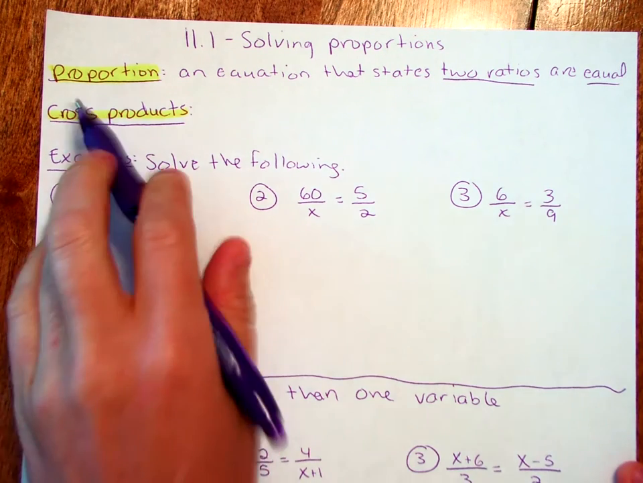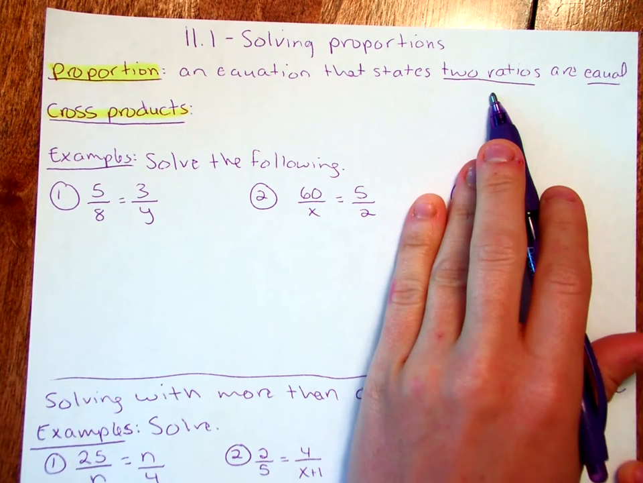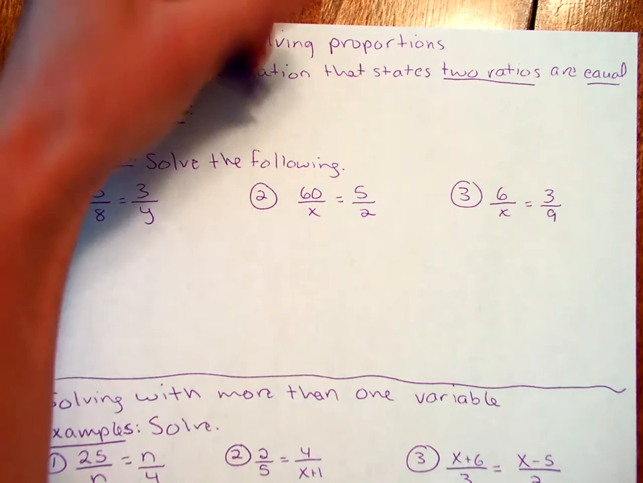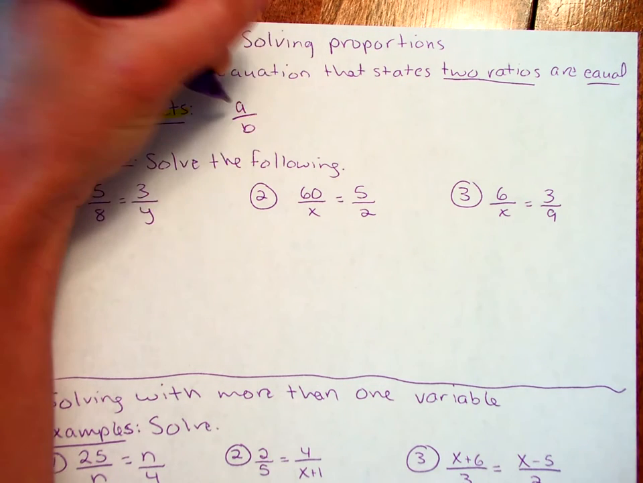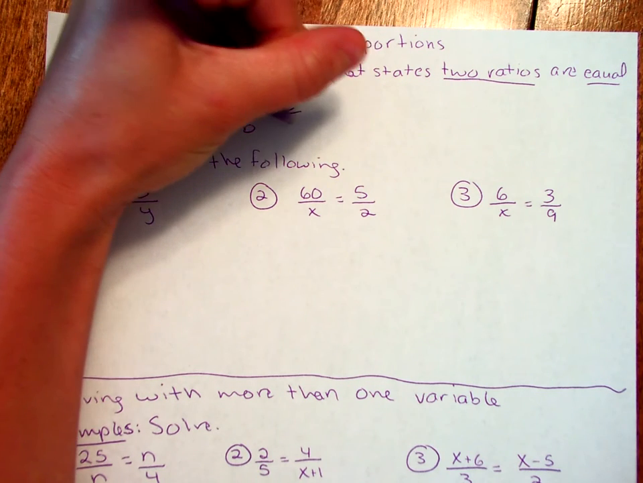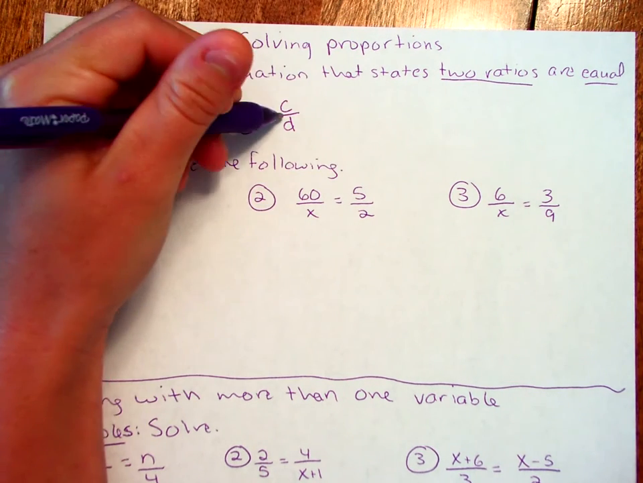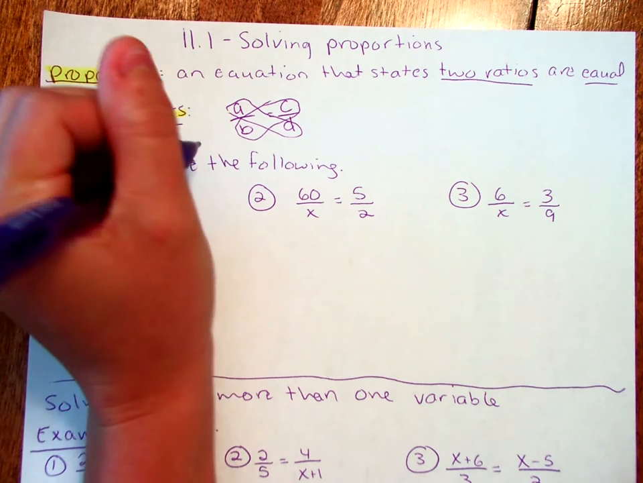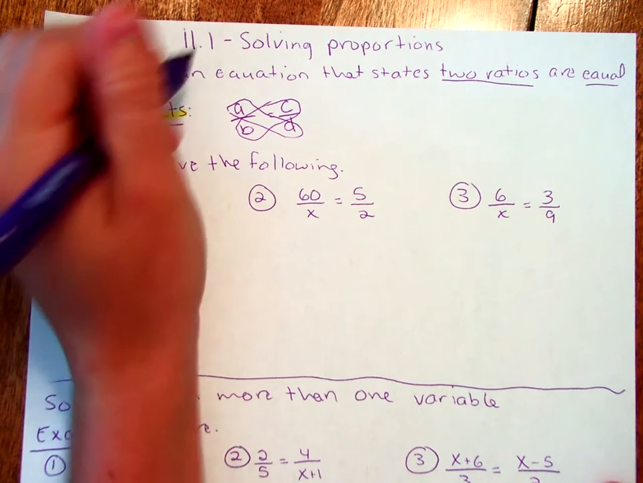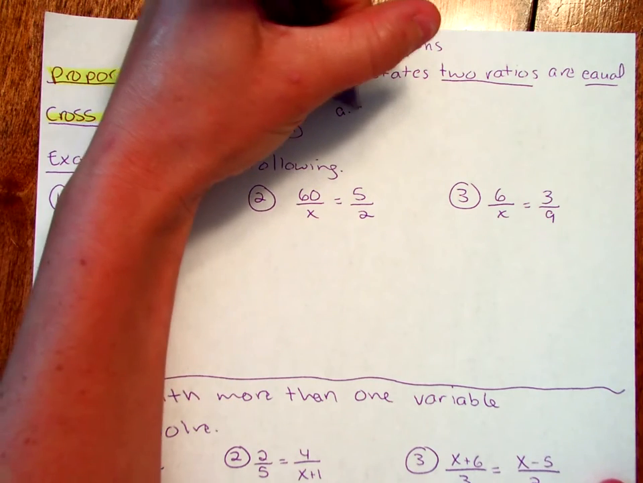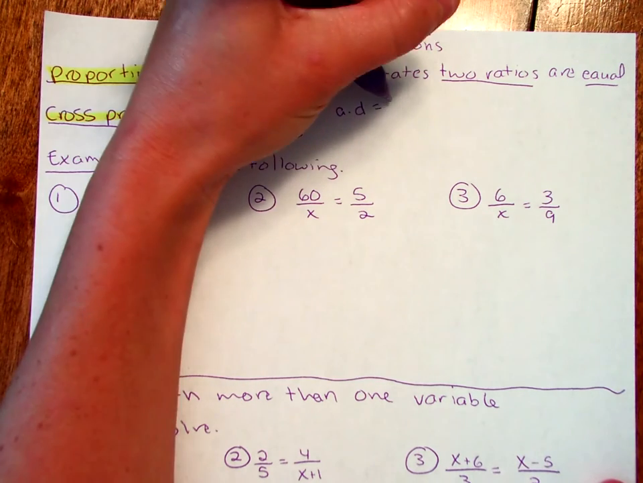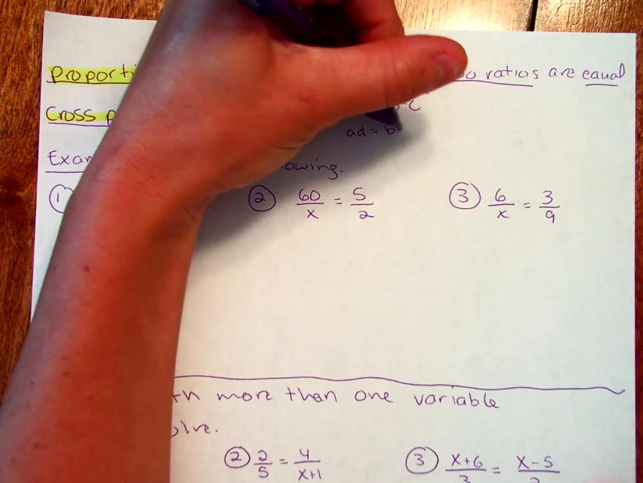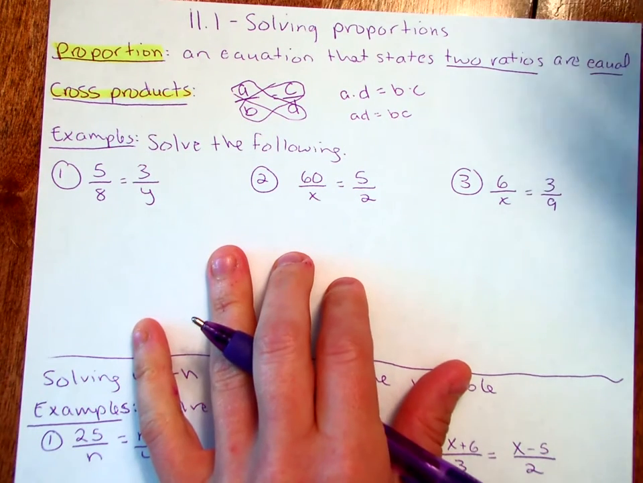So a proportion is an equation that states two ratios are equal. Cross products is a way to solve it. You're probably used to seeing A over B equals C over D, so two ratios that are equal. Cross products means exactly what it sounds like, or maybe the butterfly method is how you learned it. You're basically saying that A times D equals B times C, and you don't really need the multiplication signs in there. AD equals BC.